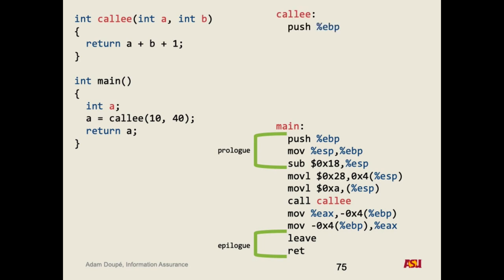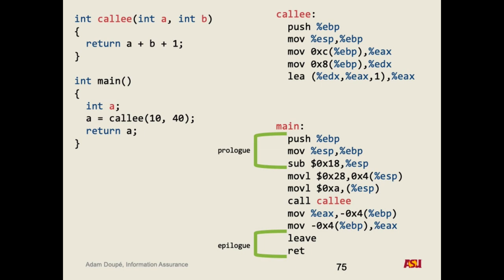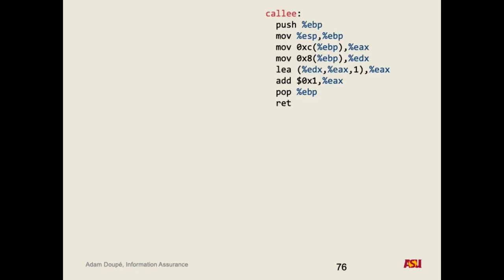Callee pushes EBP, moves the stack pointer into EBP, moves EBP plus C. So why is it a plus C instead of a minus C? What did we look at? What was EBP minus C in our other example? Yeah, like going down, right? What was that in the program? Minus C, wasn't it accessing variables? Local variables, exactly. So if we're going up, it's our parameters. So these are the parameters that are passed into our function. We'll see exactly how that works. Move EBP plus 8 into EDX. This is basically adding them together plus 1, or add them together and then add 1, and then pop EBP and return. So again, prologue, epilogue. And now we will watch this in action as this actually happens.